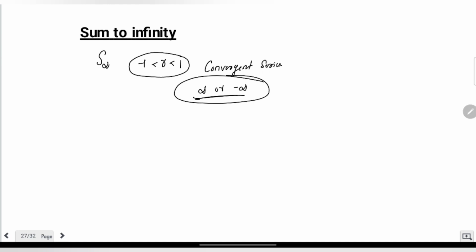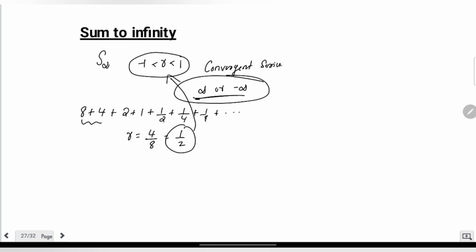Look at this geometric series: 8 plus 4 plus 2 plus 1 plus 1 over 2, 1 over 4, 1 over 8 plus etc. You can see the terms are getting smaller and smaller, isn't it? And look at the common ratio. R is equal to the second term, 4, divided by 8. So what is the answer? 1 over 2. Is it following this condition? Is it in between -1 and +1? Yes. So this series is known as a convergent series.